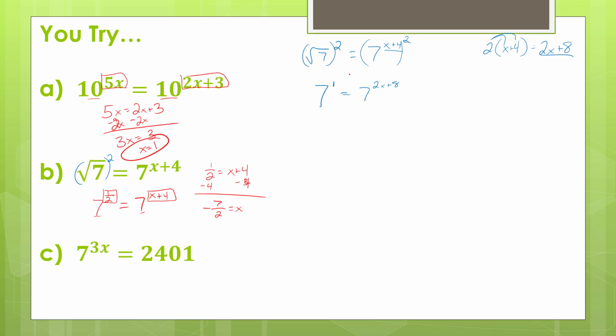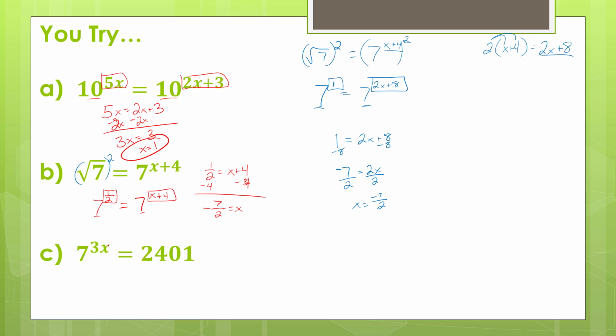Remember, anytime I have an integer, I want to go ahead and identify its power so I don't make mistakes. But we have like bases, and we can set the powers equal to each other. 1 is equal to 2x plus 8. So we'll subtract 8 from both sides. Negative 7 is equal to 2x, and we'll divide by 2. x will be equal to negative 7 over 2. Either way, you end up with the same solution.